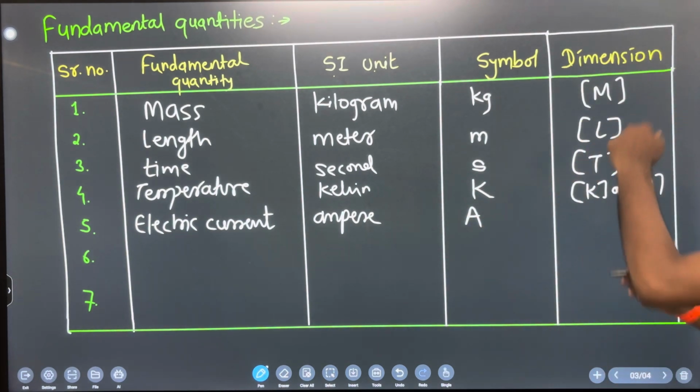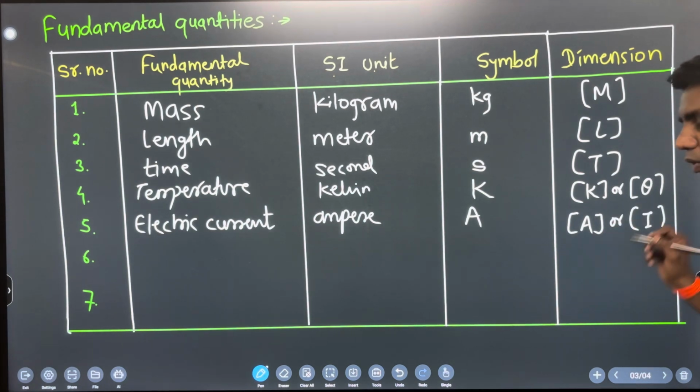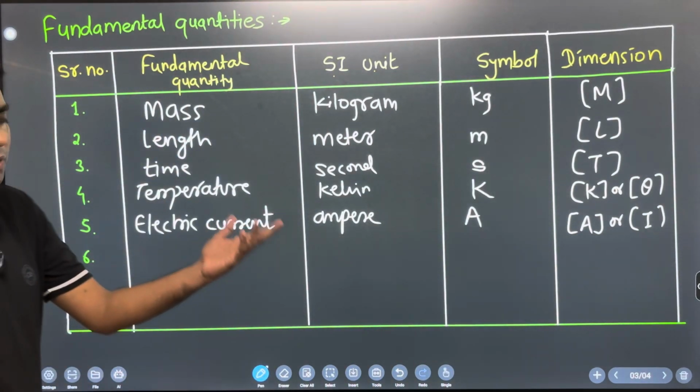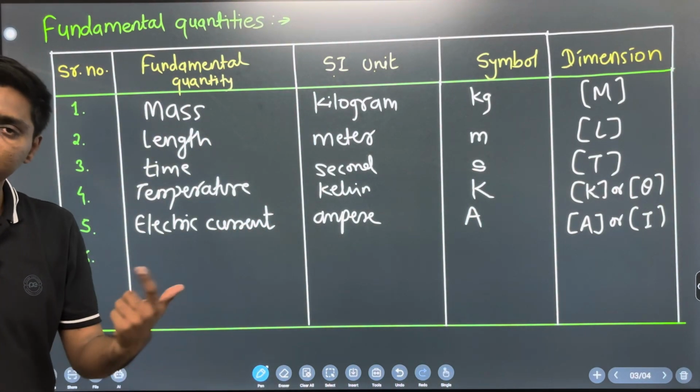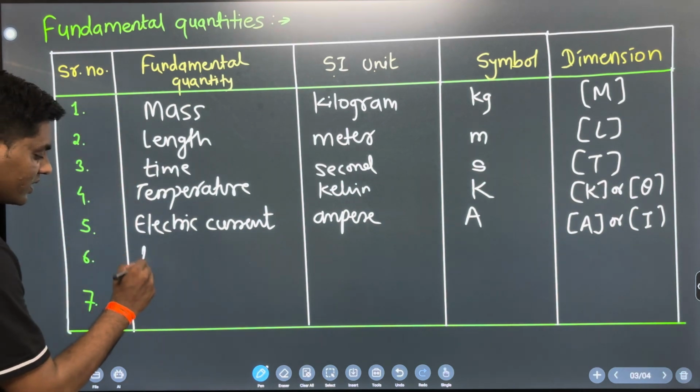Remember the dimensional formula for electric current is A. There are two observations, first A और I. आप दोनों में से कोई भी dimensions का लेटर यूज कर सकते हैं. either आपको A लिखना है तो A लिखना है, या फिर I लेना है तो I लेना है. Next fundamental quantity, that is luminous intensity.